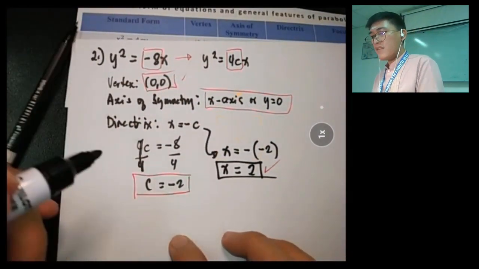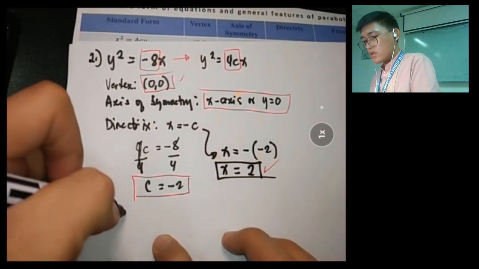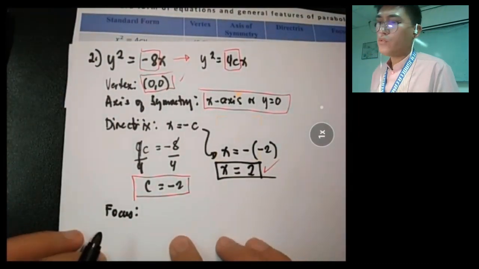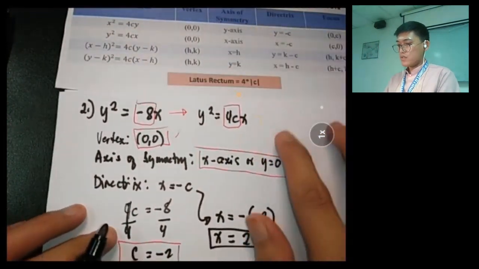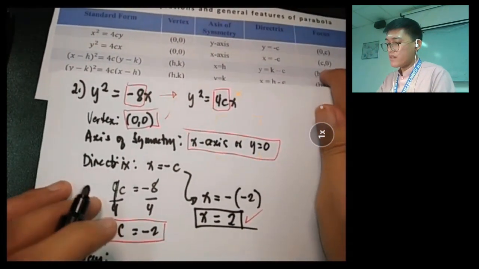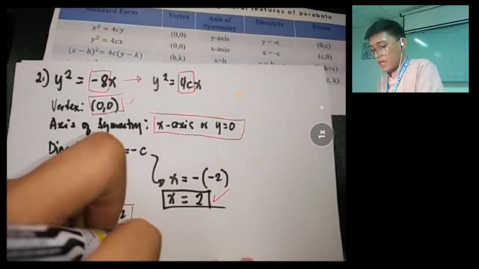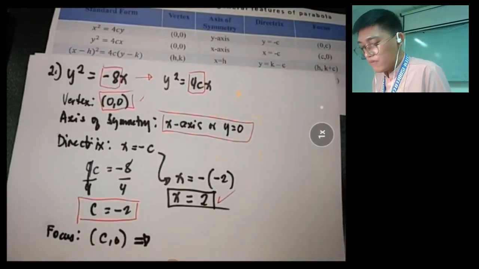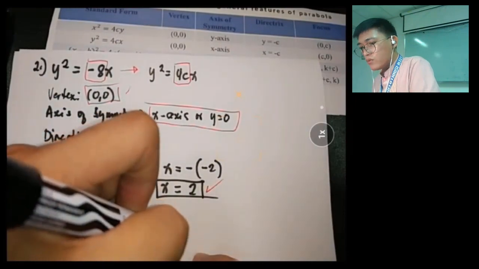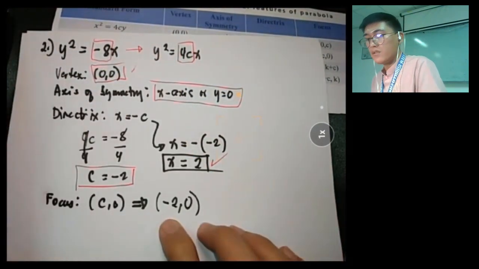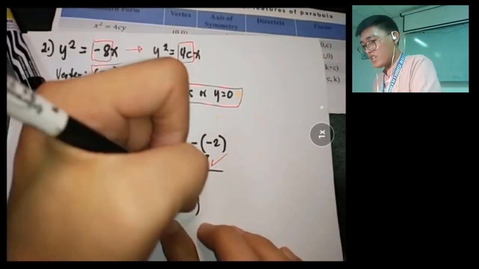Next here is the focus. What are we going to do with the focus? Okay, so we have here c, 0. The focus is at c, 0. Then we already knew that c is negative 2, so the focus would be negative 2 and 0. Very easy. The focus is quite easy.